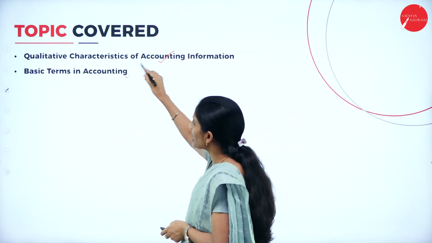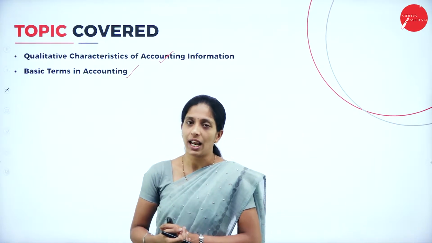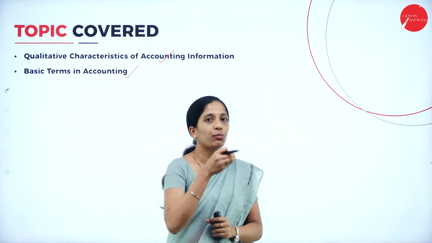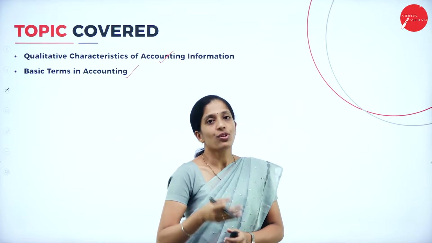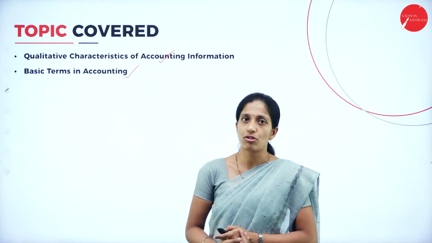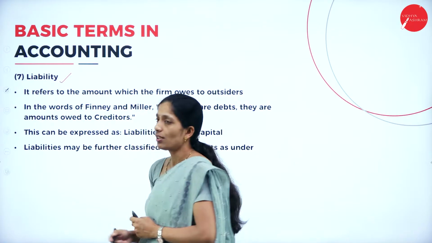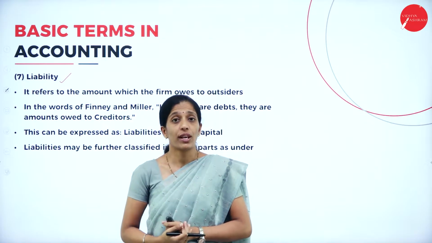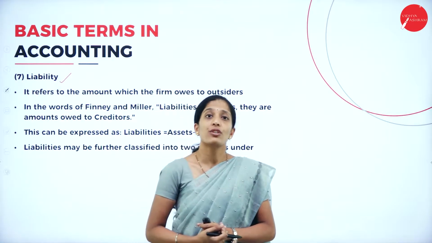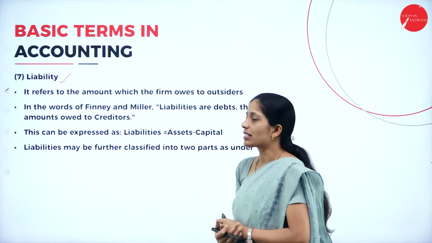Next, we have learnt about basic terms in accounting. We learnt about business transactions, assets and a few more terms which are used in accounting. In today's session also, we shall continue with a few more terms used in financial accounting. Now coming to the next one, that is liability. We have already learnt about assets, where we learned that there are mainly two types of asset: current asset and non-current asset, which is also called fixed asset.